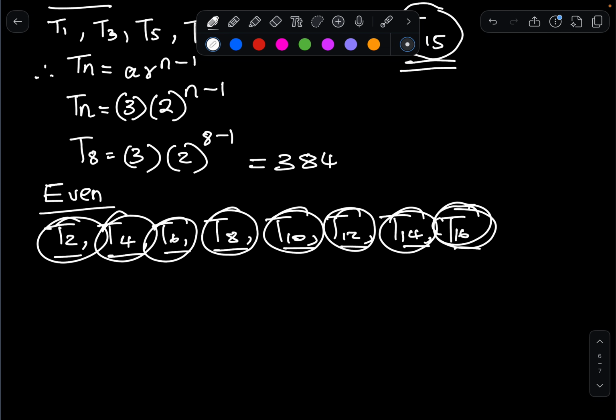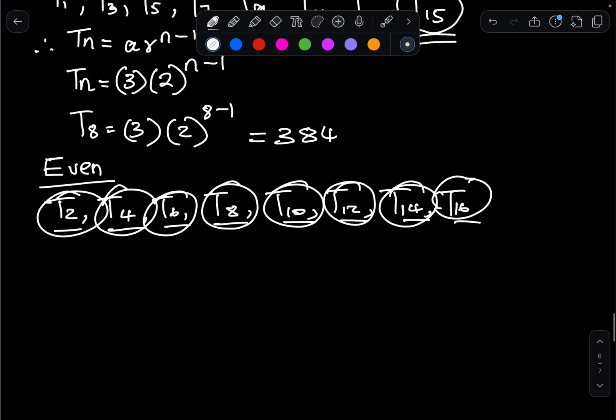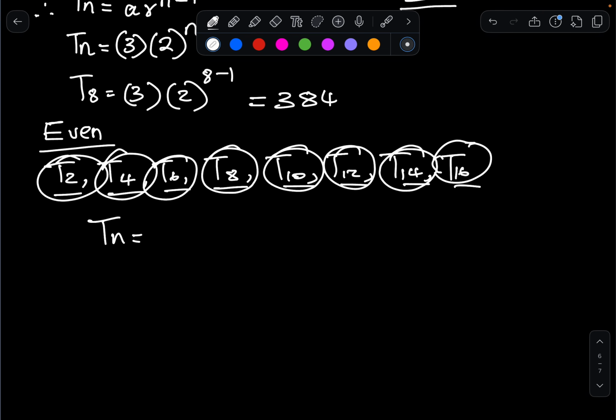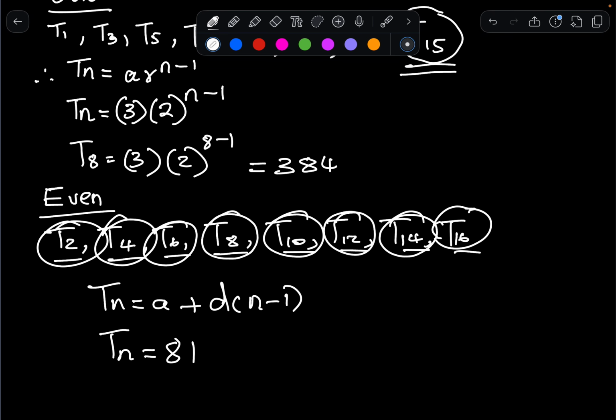So for the even pattern, we can see, ladies and gents, that it's a linear pattern. We are always going down by 3 there. From 8 to 5, we subtracted the 3. From here to there, we subtracted the 3. So that pattern is basically an arithmetic. So Tn equals a plus d(n minus 1). Tn equals my first term on the even, which is 8, plus my difference, actually I can say minus 3 there, times (n minus 1).